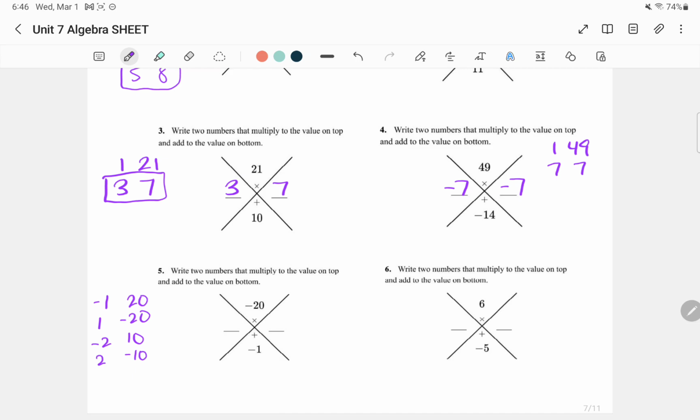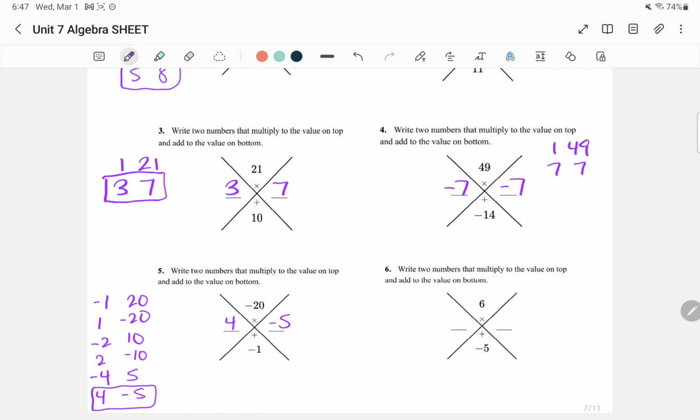So far, none of these add up to -1. 3 cannot go into 20, so let's try 4. So I have -4, +5, and +4, -5. And then right here, one of these will add up to -1. Which one of these pairs adds up to -1? It has to be this one down here, because 4 plus -5 gives me -1. So that's my answer to this one.